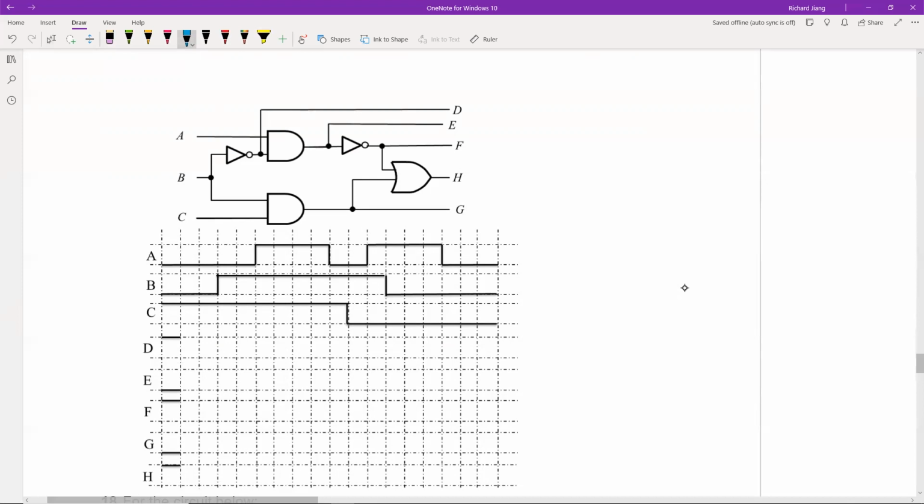So if there are delays, D doesn't actually invert till 1 unit delay later. I'm going to assume that the distance between the vertical lines is 1 gate delay. So you can see there's a 1 gate delay there. And then it stays low, then it goes high. So there's another gate delay. And then it stays high for the rest of the time. Good? Yep. Okay, so now we move on.